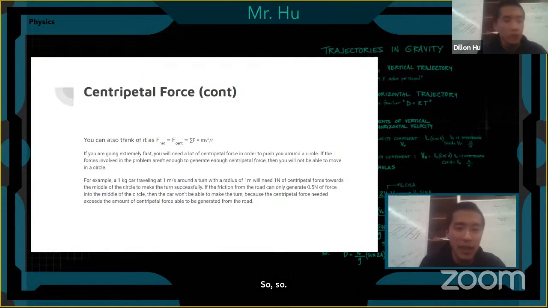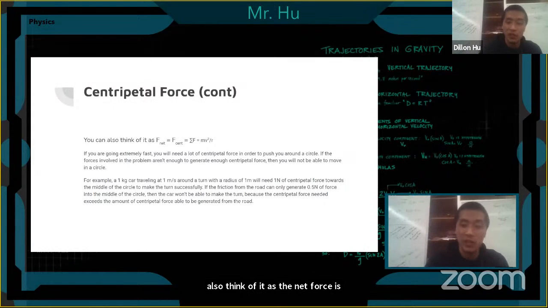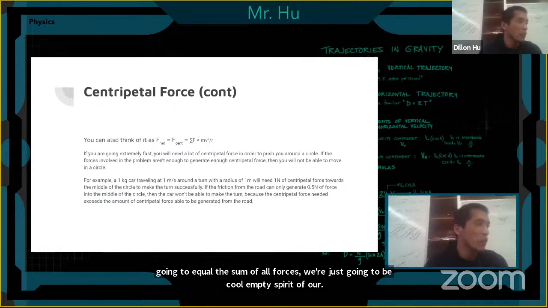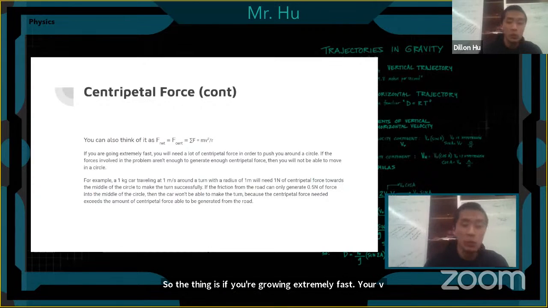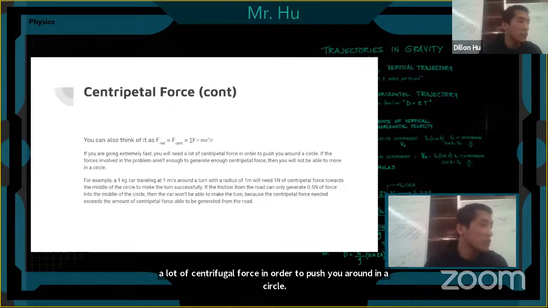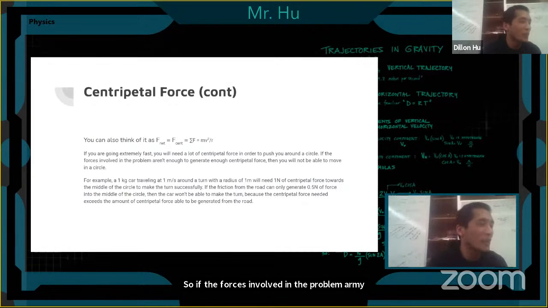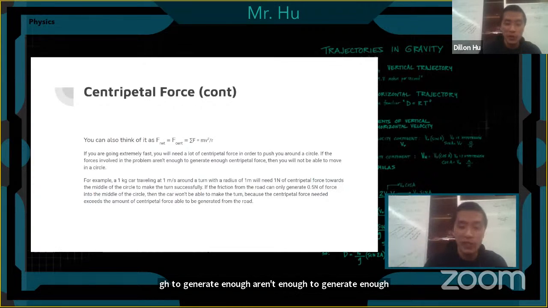So you can also think of it as the net force is equal to the centripetal force, which is going to equal the sum of all forces, which is going to equal mv squared over r. If you're going extremely fast, your v squared is going to be very big, which means that you will need a lot of centripetal force in order to push you around in a circle. If the forces involved in the problem aren't enough to generate enough centripetal force, then you're not going to be able to move around in a circle. Your car is going to essentially resist that, and it's probably just going to go in a straight line, or it's just going to swerve or something.